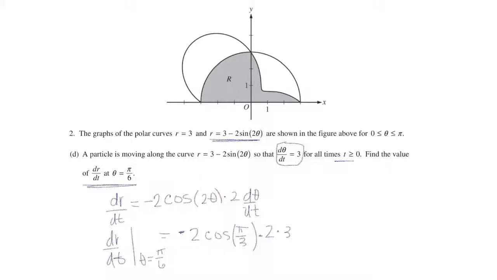And so we need to simplify this value, don't we? So I have negative 2 times cosine of pi over 3, which is 1/2, times 2 times 3. And I believe that's sufficient information there. You could stop there for sure. And that should be it for that. That wasn't as bad as I thought it was going to be. Well, that's good.